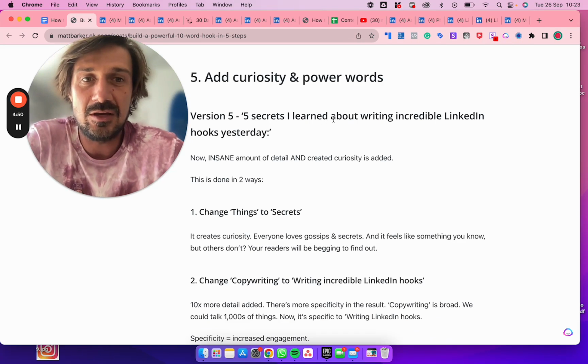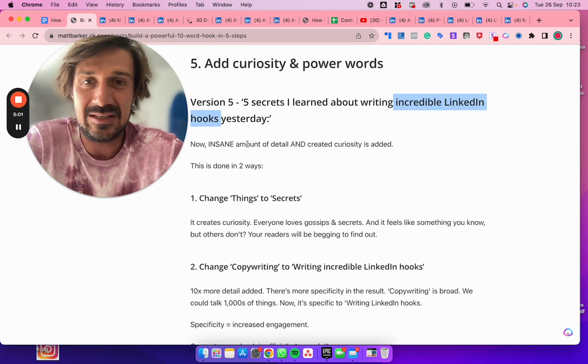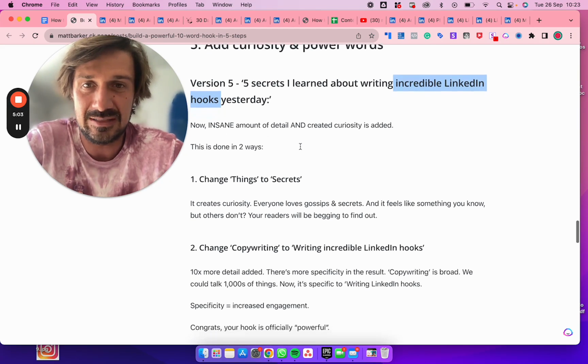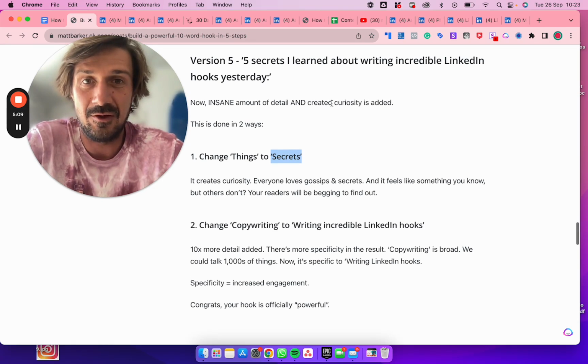5 secrets I learned about writing incredible LinkedIn hooks yesterday. So he's saying 5 things I learned about writing incredible LinkedIn hooks yesterday. So now insane amount of detail and creative curiosity is added. So change things to secrets. So instead of 5 things I learn, 5 secrets I've learned. Instead of things, it's secrets.